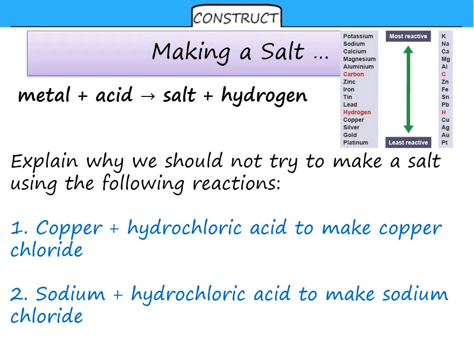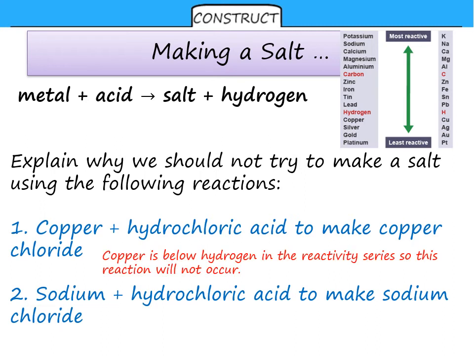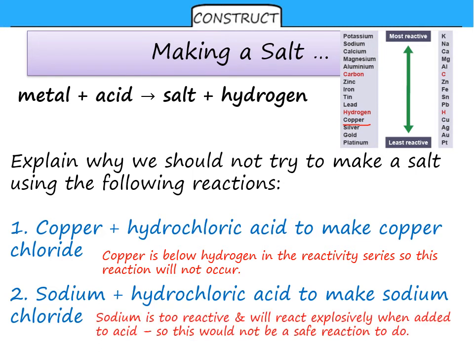Okay, so why don't we make copper chloride from copper and hydrochloric acid? It's because copper is below hydrogen in the reactivity series. Copper's below hydrogen, so it's not reactive enough. No reaction will occur. It cannot displace the hydrogen from the acid. And why don't we make sodium chloride from sodium and hydrochloric acid? It's because sodium is too reactive and will react explosively when added to the acid, so it's not safe to do.